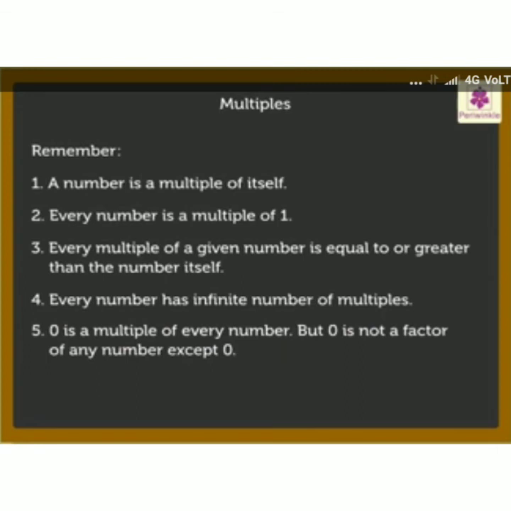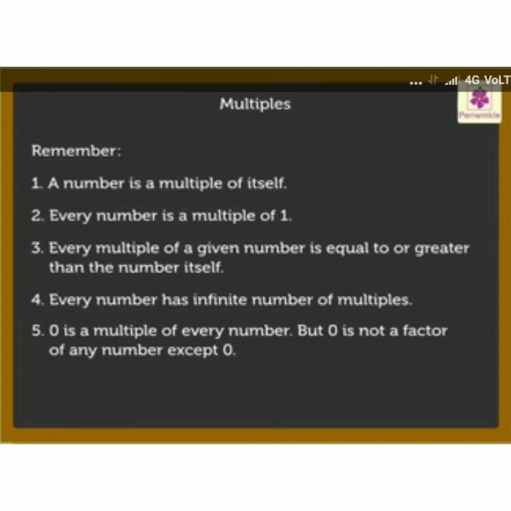Now, what are the points we should remember about multiples? First point, a number is a multiple of itself. Of course, every number is a multiple of itself. Like 7 is a multiple of 7, because 7 ones are 7. Second point, every number is a multiple of 1.